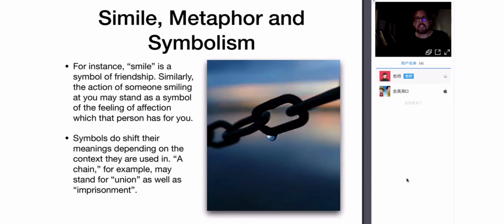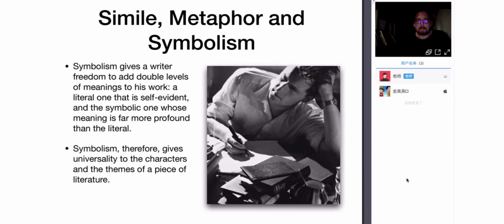So, the symbol of the chain. They can shift in meaning, right? A positive connotation or positive symbolic meaning of a chain could be union and strength and friendship. The negative meaning could be imprisonment, confinement. So symbols give the writer freedom to add more levels of meaning.